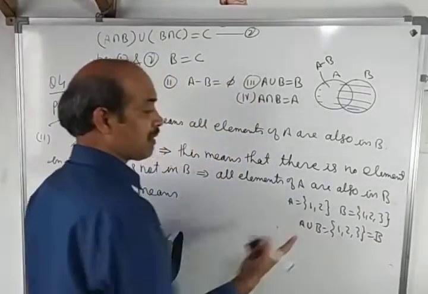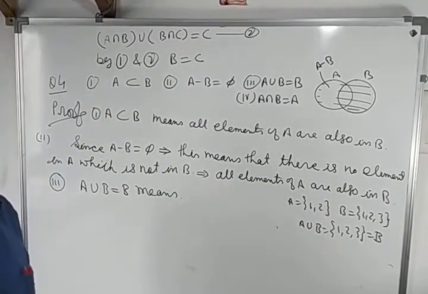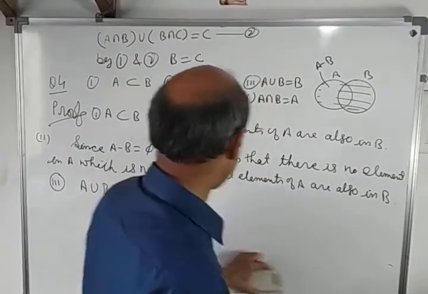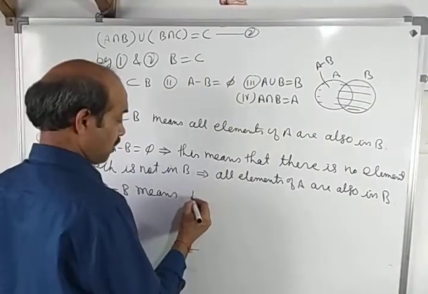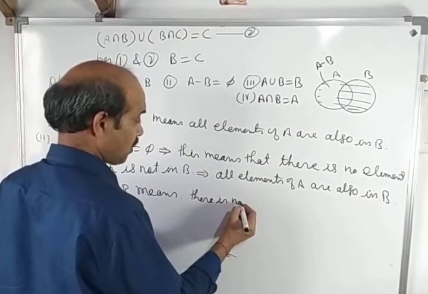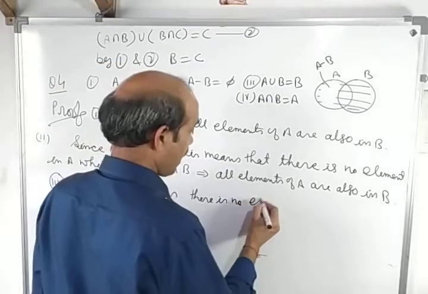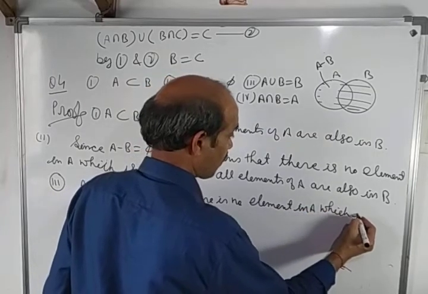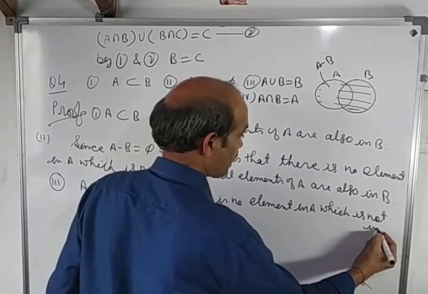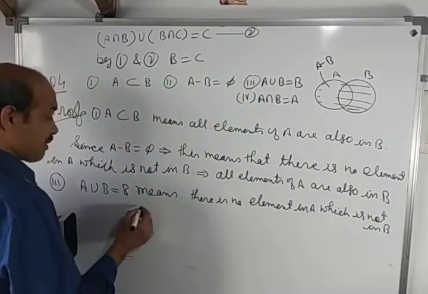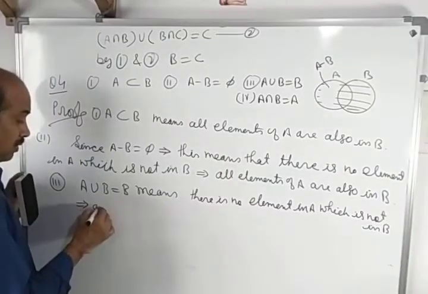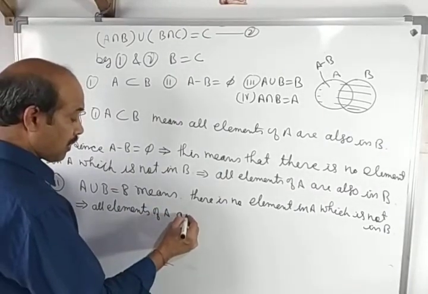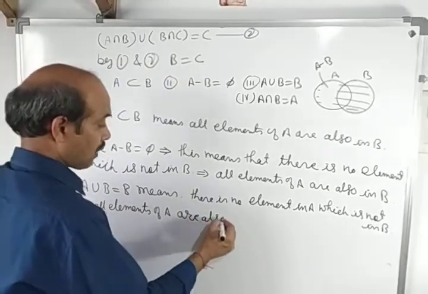A union B is B means you are not getting any additional element after combining with A. So this means same, all elements of A, or you may say there is no element in A which is not in B, which also means all elements of A are also in B.